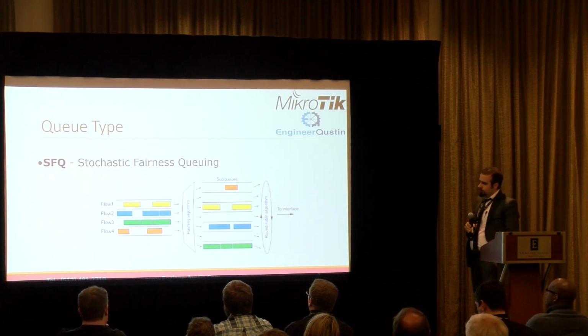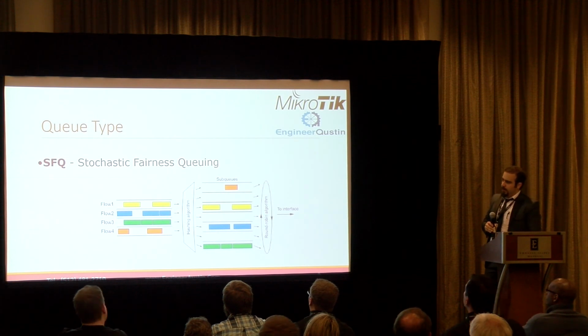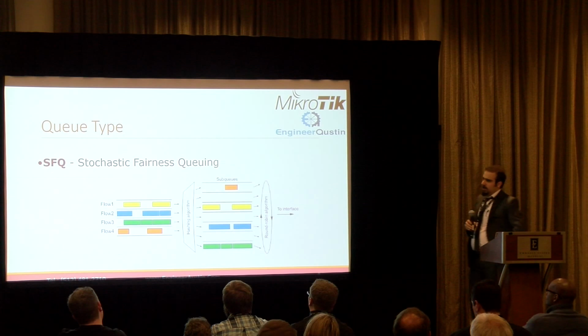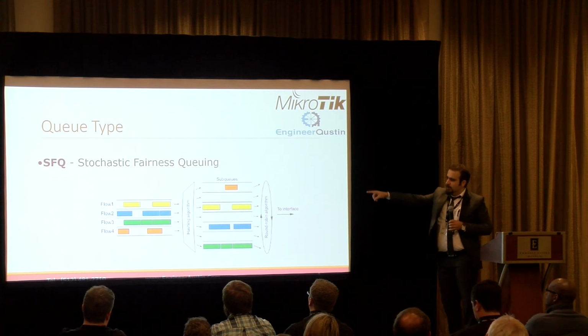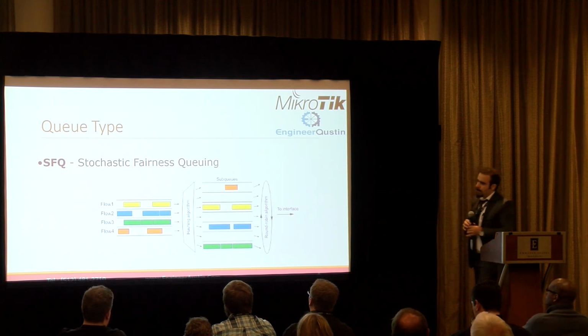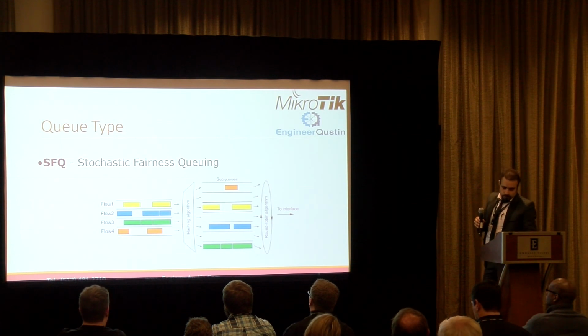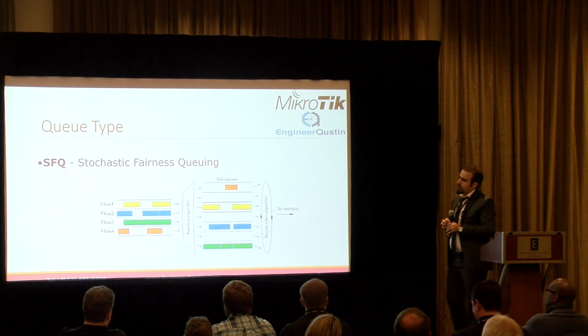What's SFQ? SFQ tries to prorate the opportunity to transmit fairly. The important thing about SFQ is that it works with the round-robin algorithm. The dequeuing function in SFQ works with the round-robin algorithm. And there are two positions for SFQ.